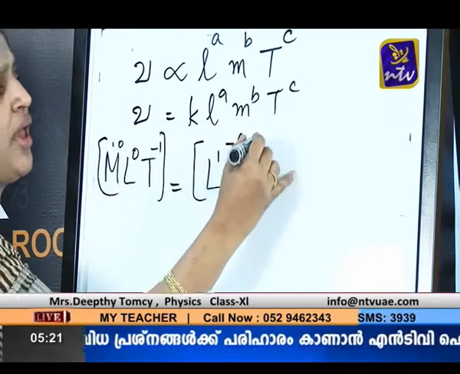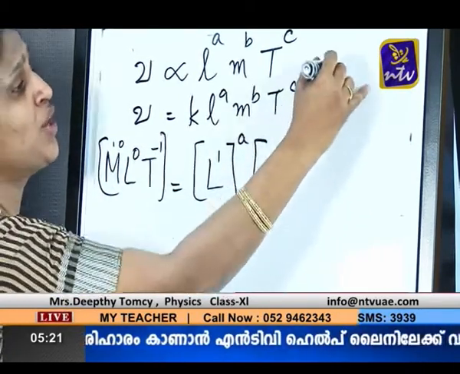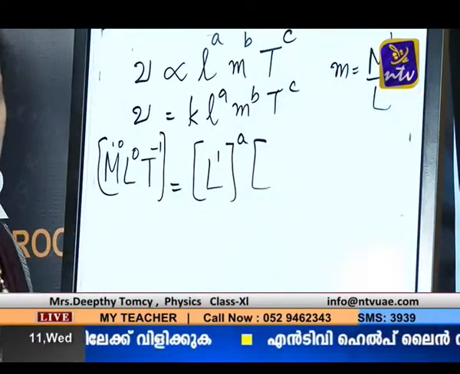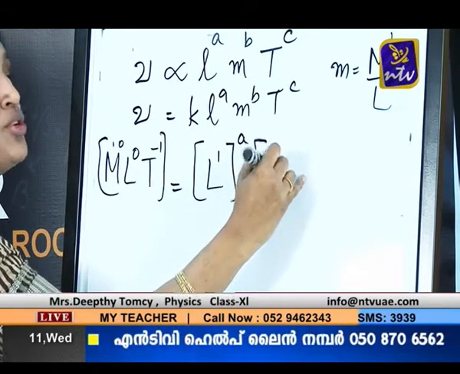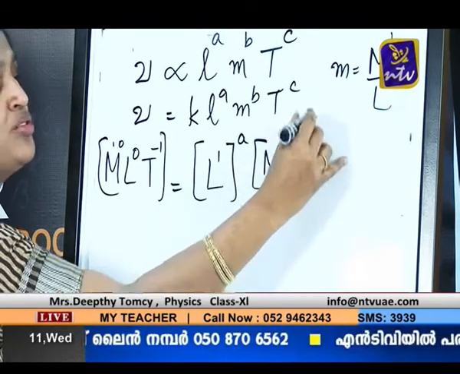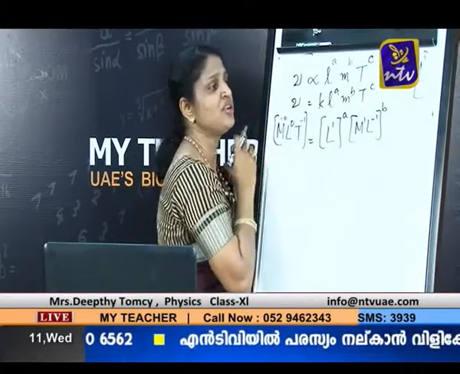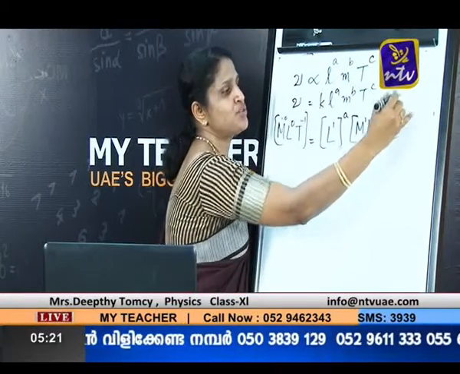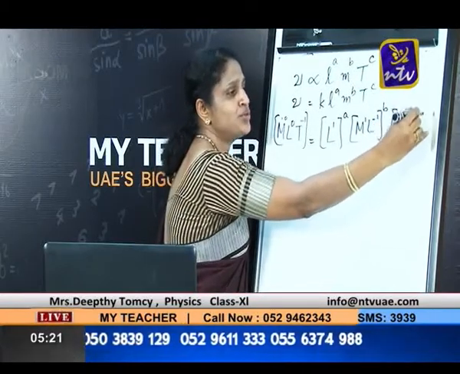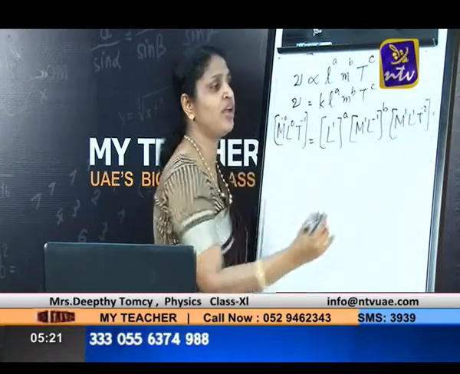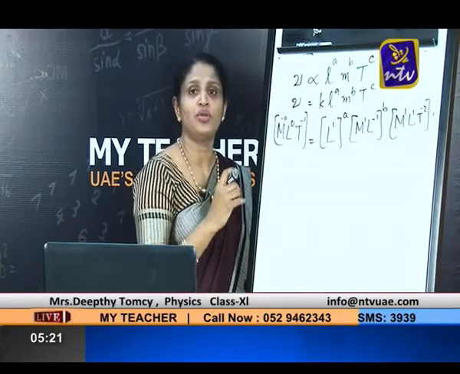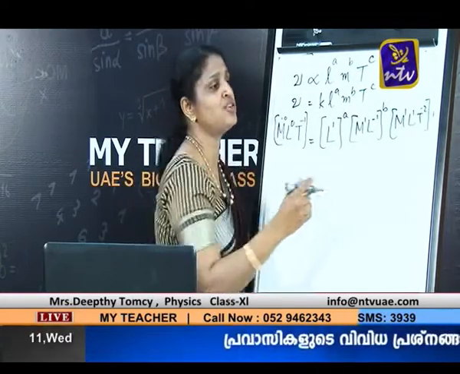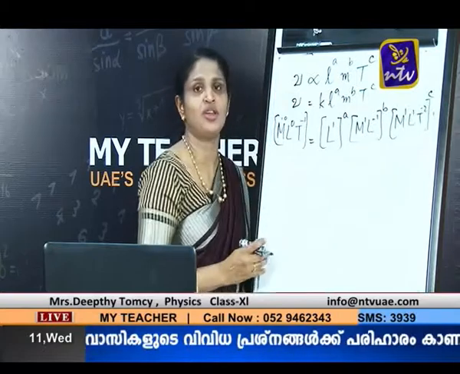On the right side, again, mass per unit length means M divided by L. So the dimensions of mass per unit length are M raised to 1, L raised to minus 1, the whole raised to B. And lastly, tension. Tension is nothing but force, the force developed inside the string. The dimensions of force are M raised to 1, L raised to 1, T raised to minus 2, the whole raised to C.